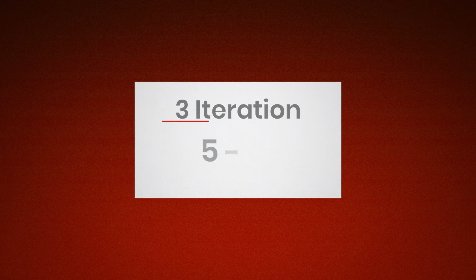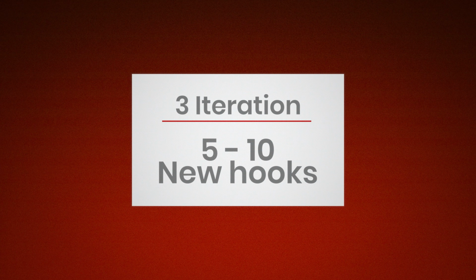The third iteration is 5 to 10 new hooks on the same winning body. The script stays the same, the body stays the same, only the first 3 to 5 seconds change on each version. You're changing one variable at a time, so when one of those hooks beats the original, you know exactly what moved the needle. Now that's the system. The pipeline never starts from zero. Every confirmed winner generates the next 3 things to test, all inside the same proven format.